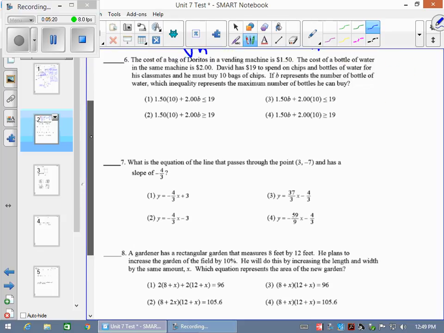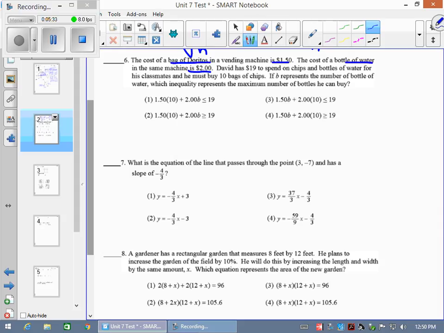Question 6 tells me that a bag of Doritos in a vending machine costs $1.50. The cost of a bottle of water in the same machine is $2. So chips cost $1.50, water costs $2. David has $19 to spend on both chips and water, and he must buy 10 bags of chips. They tell me B represents the water bottles.